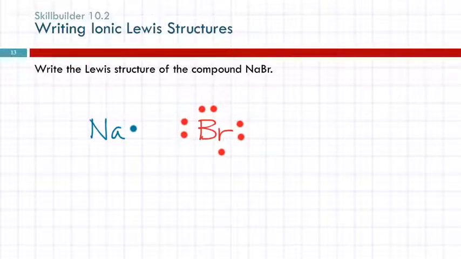Are these guys happy? No. But they can work together to make themselves happy. Sodium is trying to get rid of this electron. Bromine is trying to get one more to fill out her octet. So they come together and they cooperate. Sodium gives his electron to bromine. So I'll take that away and give it to bromine. Oh, that's a little crooked. Okay, I just moved the dot.